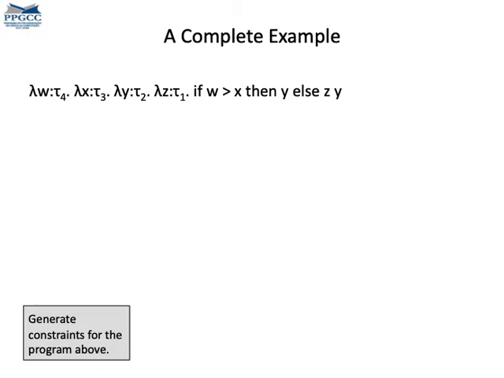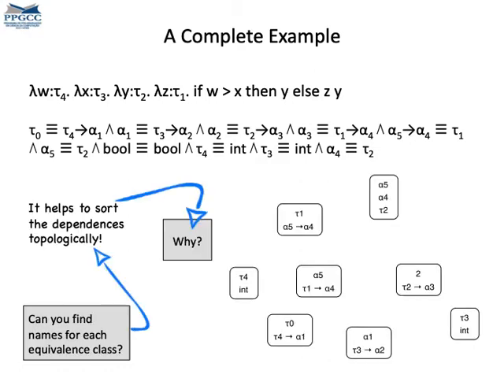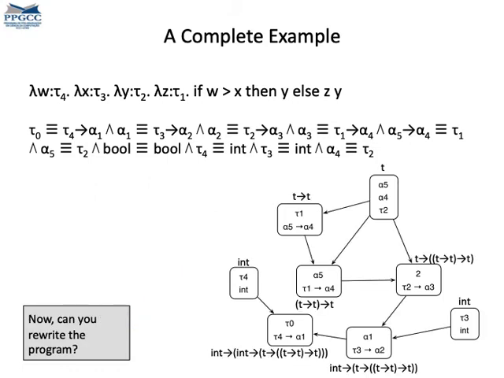Let's see how type inference would work for this example. These are the constraints that we infer for this program. And after unification, these are the equivalence classes that we end up finding. The naming procedure would give us these names. Notice that I've sorted these equivalence classes in terms of dependencies, meaning that if I have an arrow from one class to another, that's because the destination depends on the origin. It has some variable like alpha5, for instance, that depends on the origin.